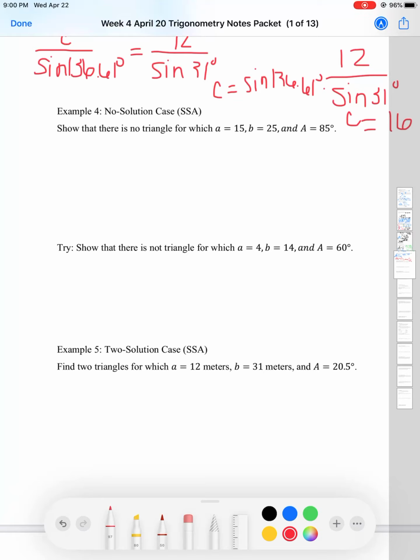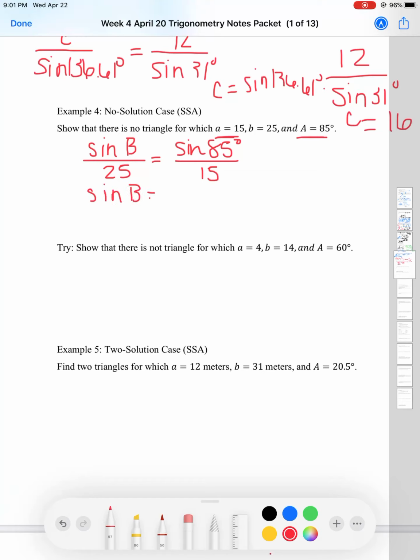Okay, next is the no solution case. Show that there is no triangle for which a is 15, b is 25, and A is 85 degrees. So it gives us both of our A pieces and one of our B pieces. So our only option here is to set up to solve for sine B. So sine B over b equals sine A over a. So let's just try that.